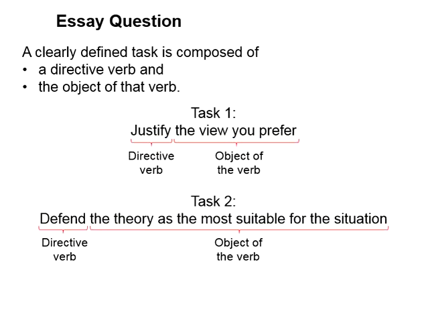Let us look at an example. "Justify the view you prefer." Justify is a directive verb. It gives us an idea of the thinking order expected from this essay question. Based on Bloom's taxonomy, justify is C5. It involves decisions and also the reasoning behind the decisions.